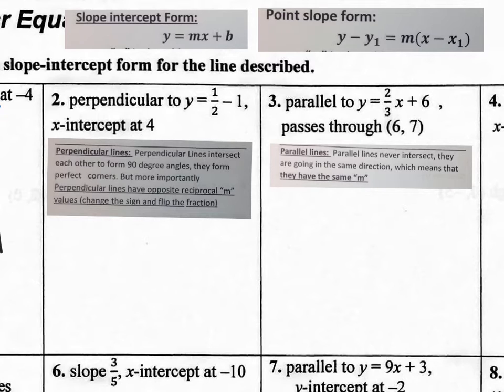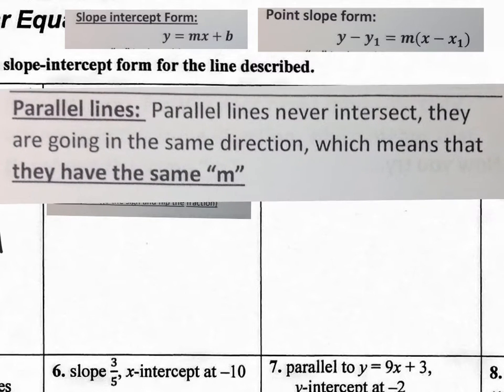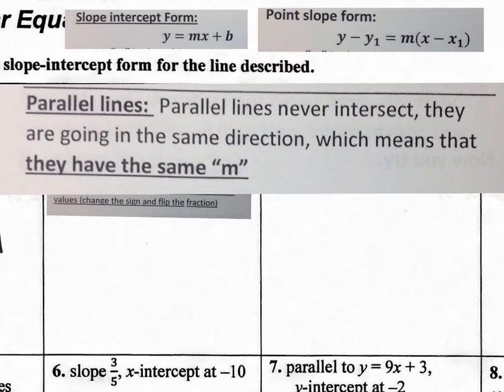For number 2, well, let's go with number 3 first. Parallel is easier to understand. What are parallel lines? Parallel lines never intersect. They're going to go in the same direction, which means that they have the same slope. So whenever they say that your lines are parallel, you know that they have the same identical slope, okay?